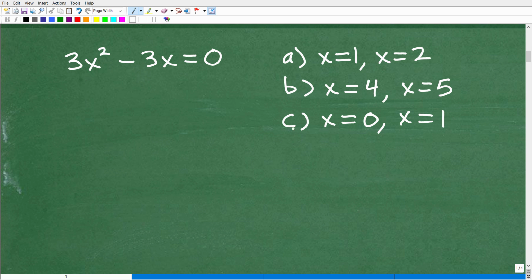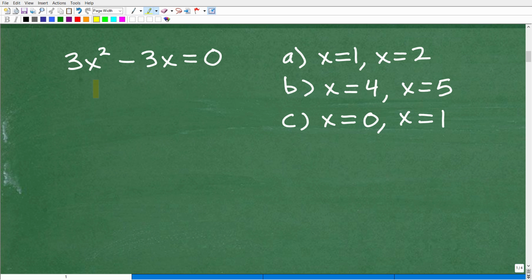Now, I have A, B, C. I could put D here and say none of the above, right? So that's always an option, but this doesn't show up all the time, so let's just take this out for now. Typically, for a lot of multiple choice math questions, they're giving you the answers. So it's either A, B, or C. Of course, there could be D and E or whatnot, but I'm keeping it simple for this particular video. So one of these, A, B, or C, has to be the answer.